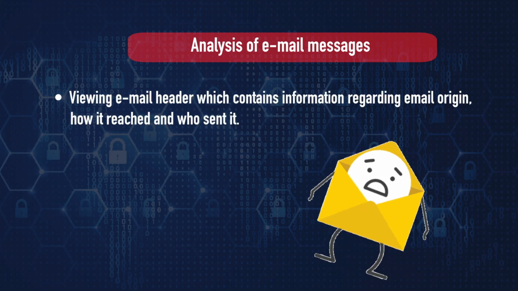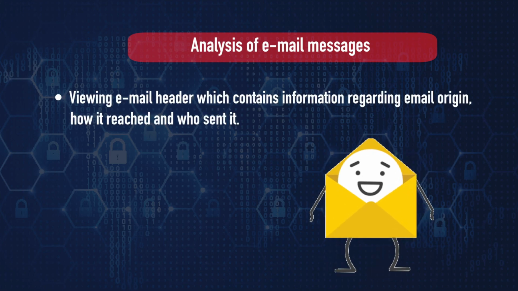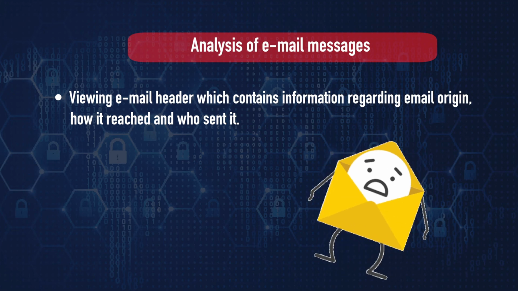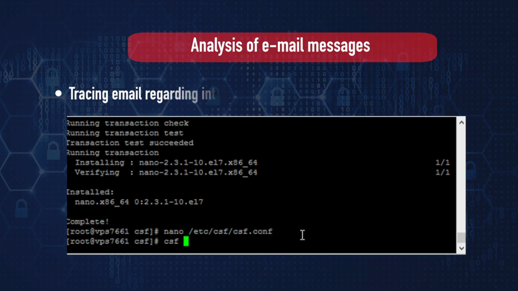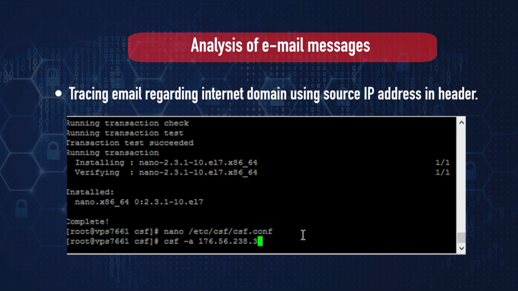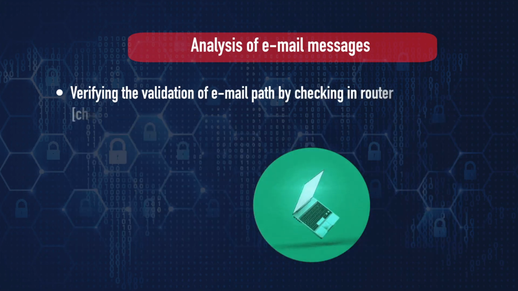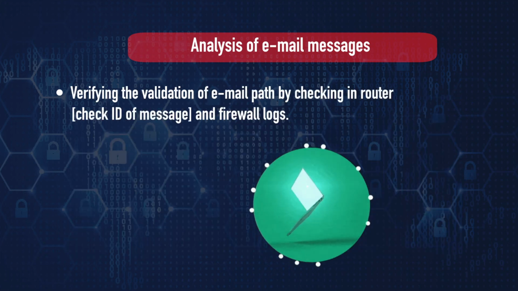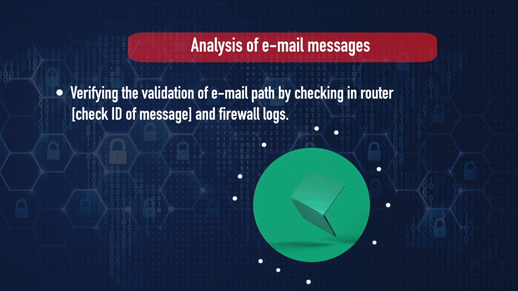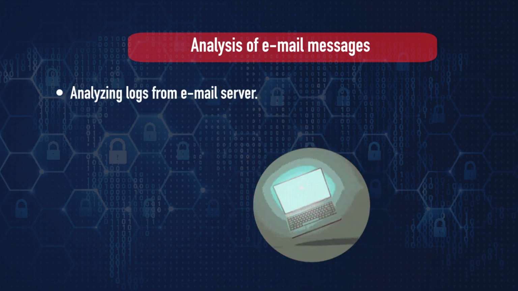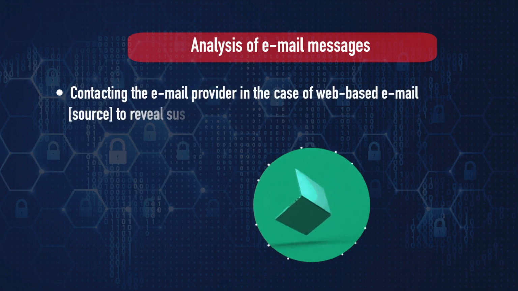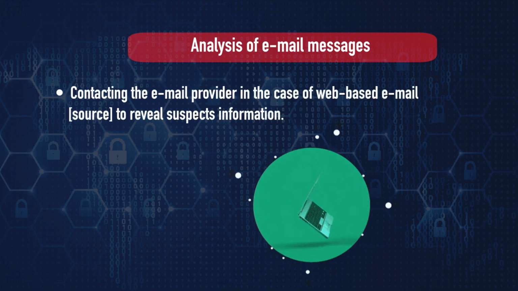Viewing the email header that contains information regarding the email origin, how it reached and who sent it. Tracing email regarding internet domain using the source IP address in the header. Verifying the validation of email path by checking in the router and firewall logs. Analyzing logs from email server. Contacting the email service provider in case of web-based email to reveal the suspect's information. These are generally done for email analysis.